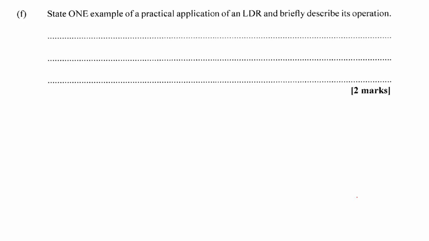Now, it says here, state one example of a practical application of an LDR and briefly describe its operation. So one of the practical things here is, when we're dealing with a light bulb, no, not a light bulb, but a street light rather. Street light, right? Now, how this works.